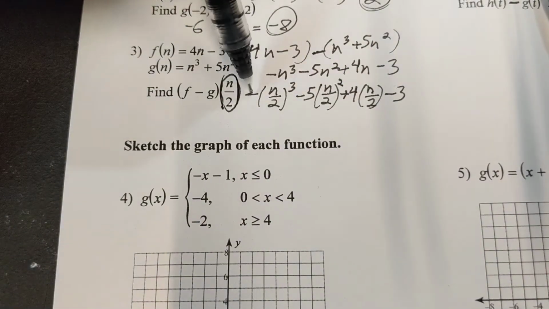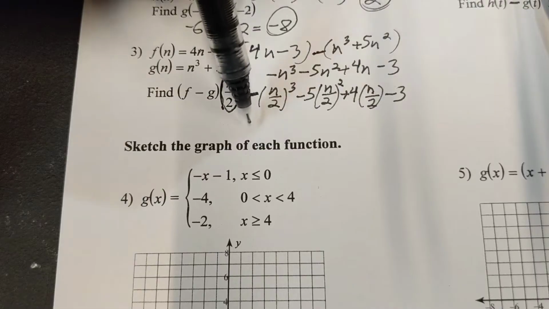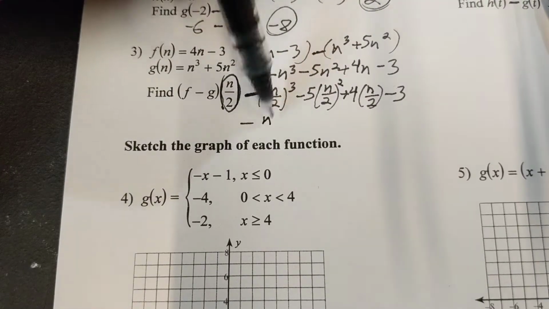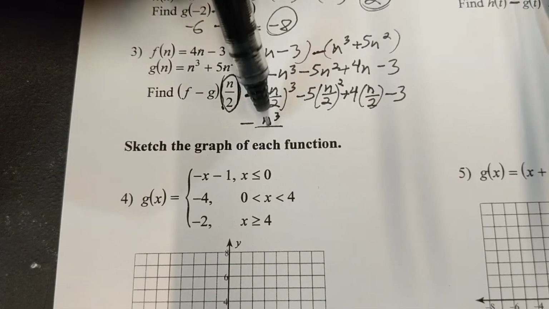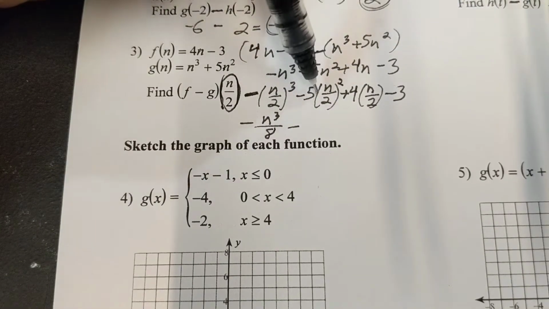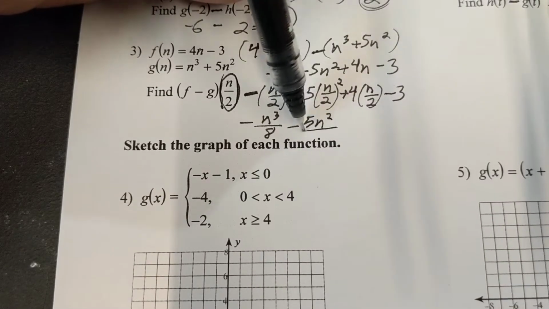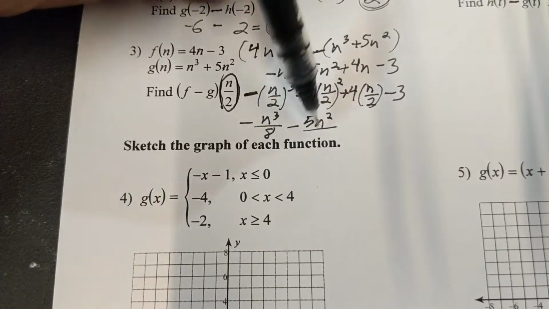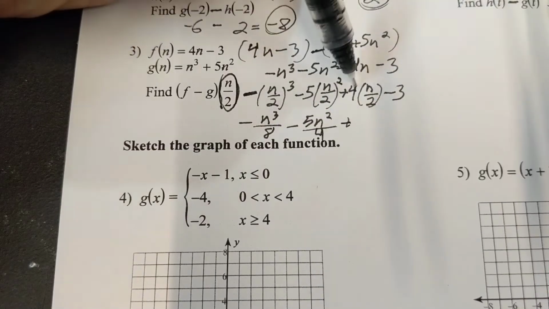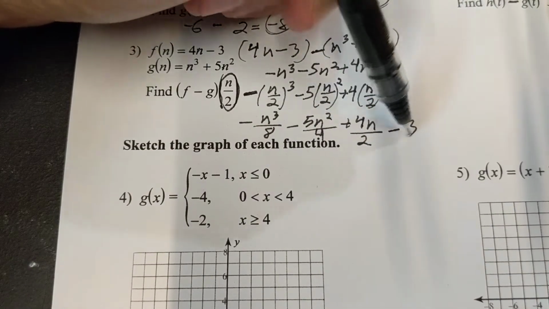So real quick, let's see. That negative is not part of what we plugged in, so we're not taking a negative to the third power. It'll just be sitting there. But that's n times n times n, and then 2 times 2 times 2 makes 8. Minus 5, and then 5 times n to the second would be 5n squared over 2 times 2, 2 to the second would be 4. Plus 4 times n is 4n over 2, and then minus 3.